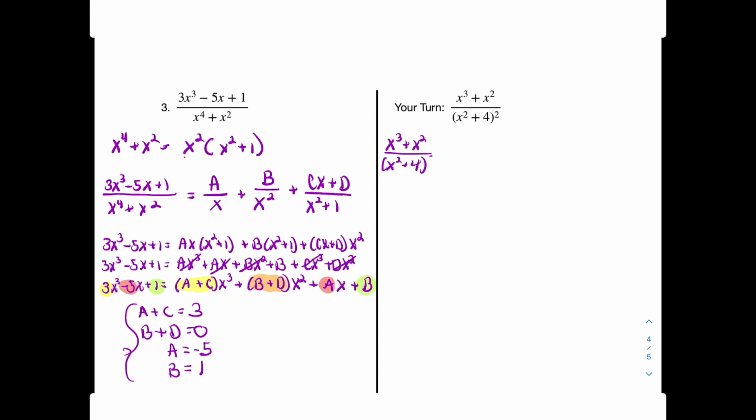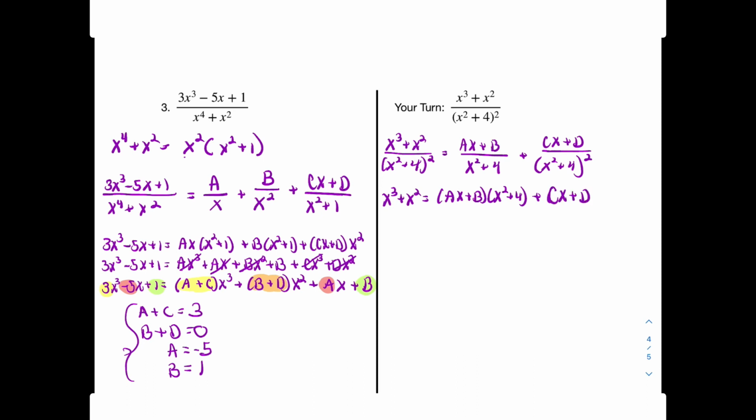Okay, the factors: x squared plus 4 to the second power, that square power is repeating. So our first factor is x squared plus 4. And our second factor is that x squared plus 4 repeating, so squared. So those are both quadratic terms. So on top, we're going to have ax plus b, and the second factor is going to have a top of cx plus d. Multiplying by our denominator to every term, I'm going to have my numerator times x squared plus 4. And then on the next factor, the whole denominator cancels out, and I'm left with just the numerator, cx plus d.